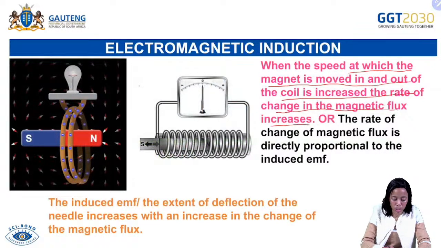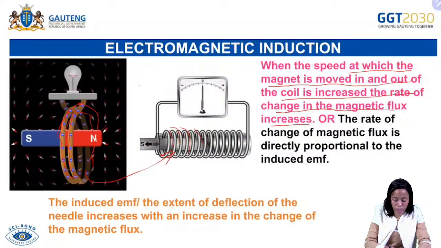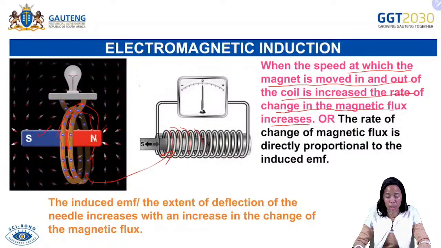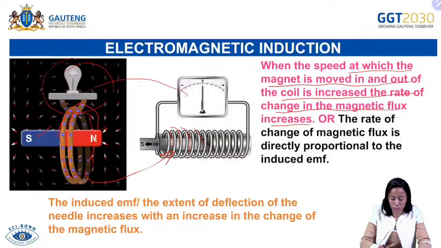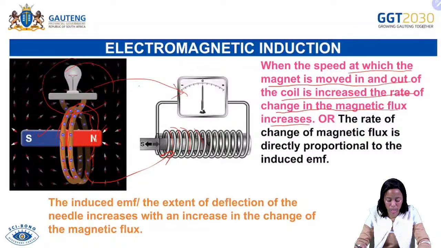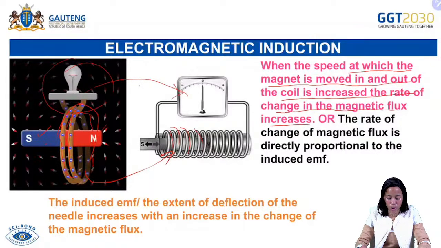Okay, so this one here, it's representing a wire. If it's now more than one, we can say that we are representing a coil there. So now with that coil, we have a magnet which has the north and the south pole. And then over here, we have a light bulb, or we can also use a voltmeter. So we are saying that if you move the magnet in and out of the coil, it says when the speed at which the magnet is moved.